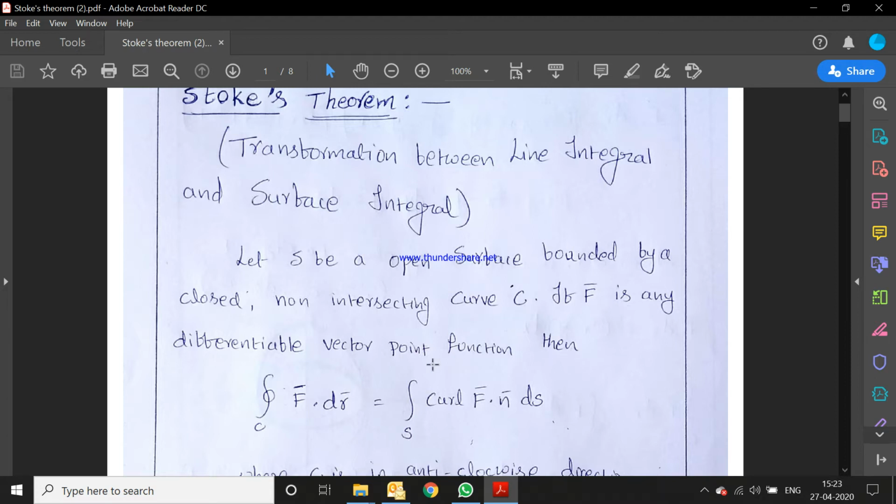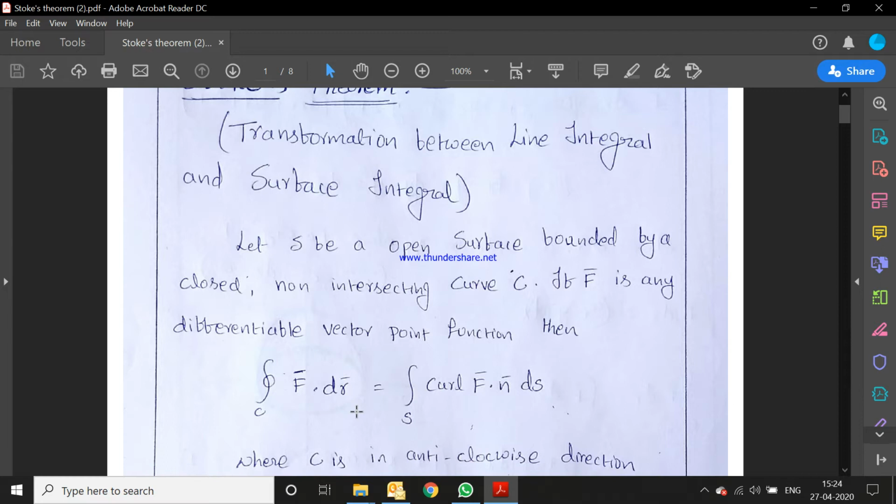If f bar is any differentiable vector point function, then the closed integral over C of f bar dot dr bar is equal to the integral over S of curl f bar dot n bar ds. This theorem is for transformation between line integral and surface integral. Here the integral over S of curl f bar dot n bar ds is a surface integration, and the integral over C of f bar dot dr bar is a line integration.